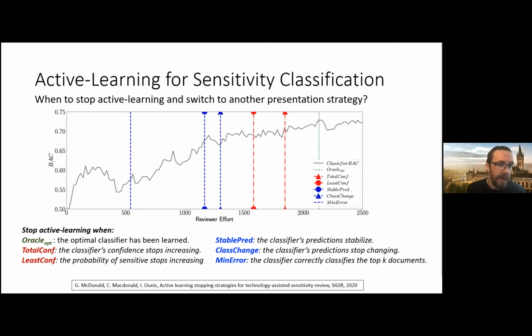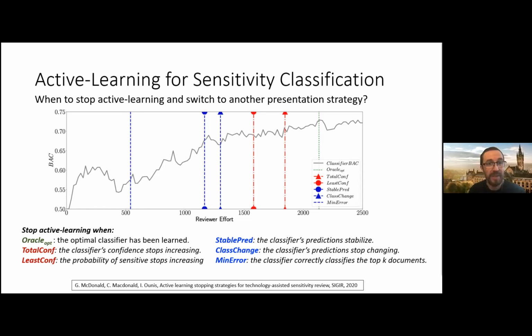The ones that we developed ourselves is total confidence, which basically looks at the actual active learning function itself and the confidences that it has, i.e. maybe a prediction probability. And so when that stops increasing, we say, right, it's learned as much as it possibly can. And for least confident, it's the same, but it's only the documents that it is least confident about.